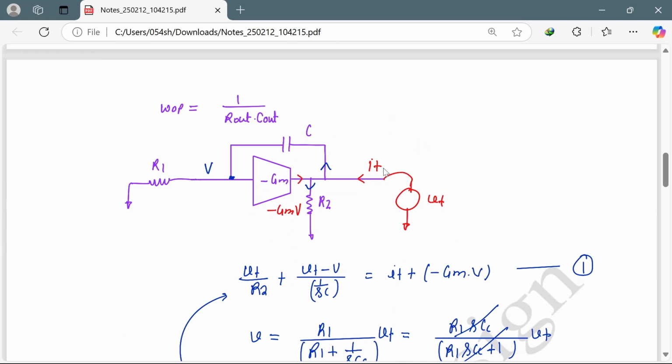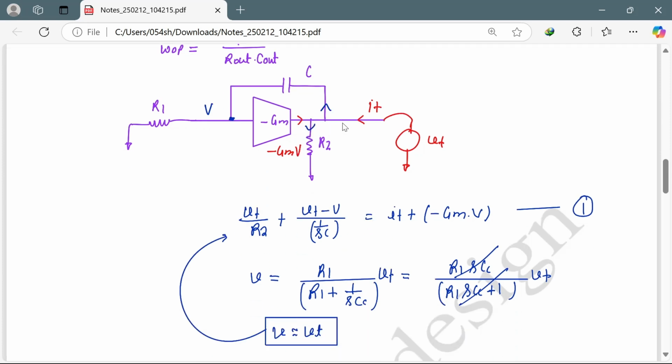While calculating the output capacitance, let's calculate the output impedance here. Okay, so we will apply a test voltage, and we will ground the input voltage. Now let's say a current IT is flowing, and there is one current here, and currents are flowing through this direction. So let's apply KCL here. So VT by R2, this one is outgoing from that node, and this current will be (VT minus V) divided by 1 by SC.